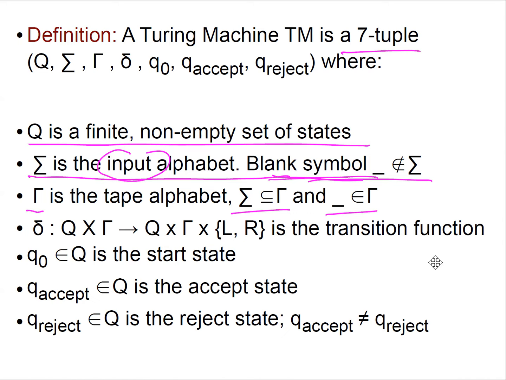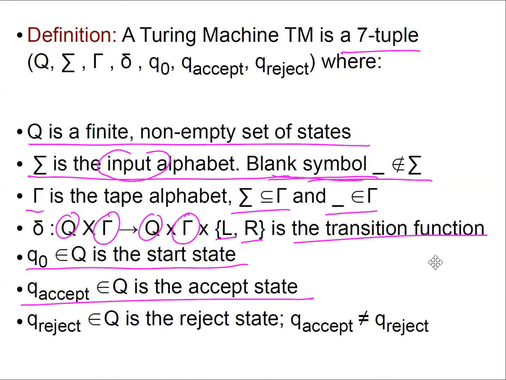Then we have a transition function that does what? If you're in some state and you read something from the tape, then you move to a state, you write something on the tape, and then you move the head either left or right. Q0 is the start state. Then we have an accept state and a reject state, and the accept state should be different from the reject state. Very good.